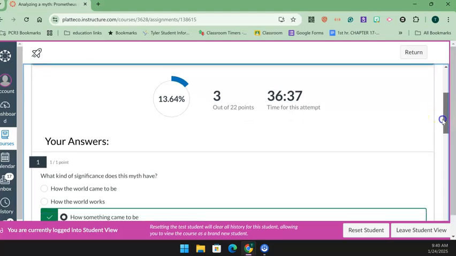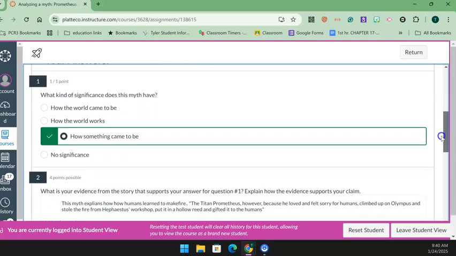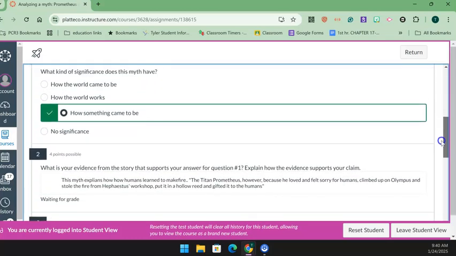Now, question number 2 is going to ask you, what evidence from the story shows that we were correct in number 1? So if we look back through the story, what is our evidence that it has how something came to be significance? So scroll back up to the story. How do we know that this shows something got on earth?